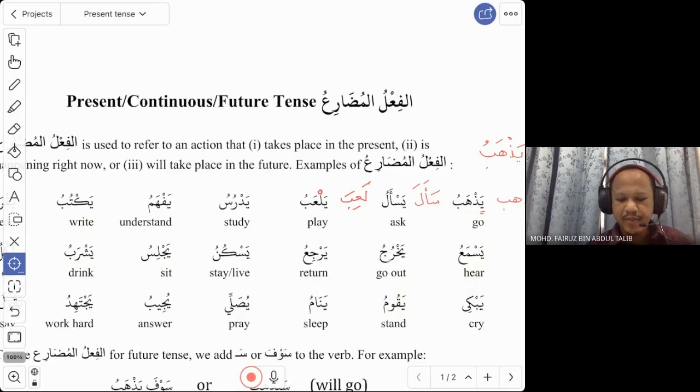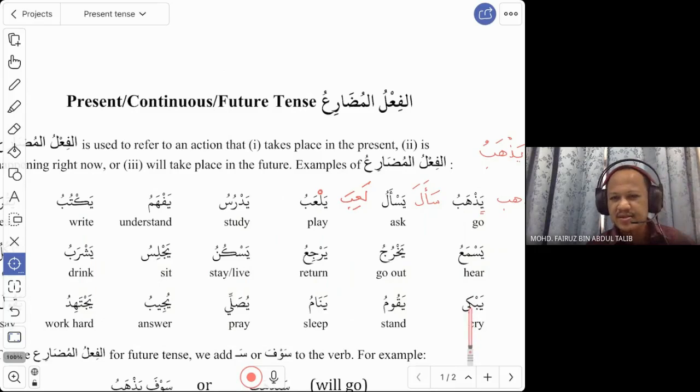Raja'a. Yaskunu, to stay or to live. The fi'il madi is sakana. Yajlisu, sit or sitting down. What is the fi'il madi? Jalasa. Yashrabu, drink. What is the fi'il madi? Shariba.